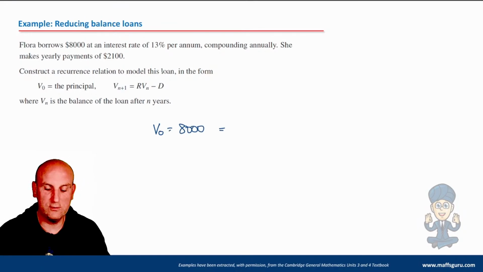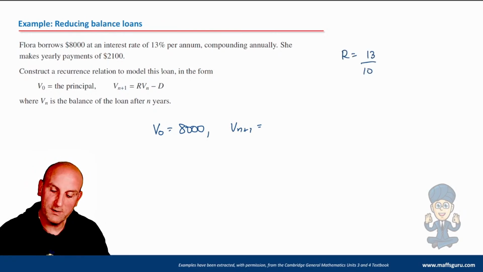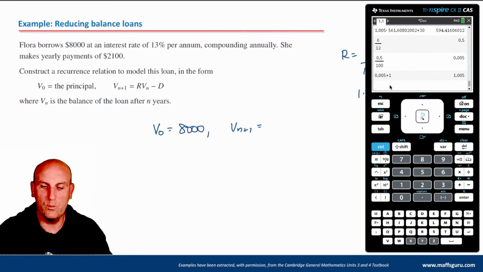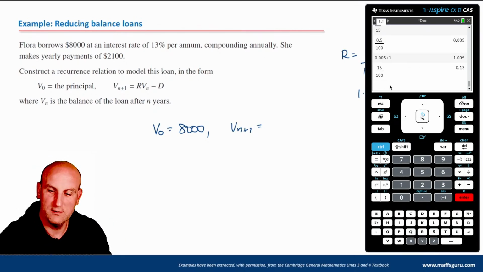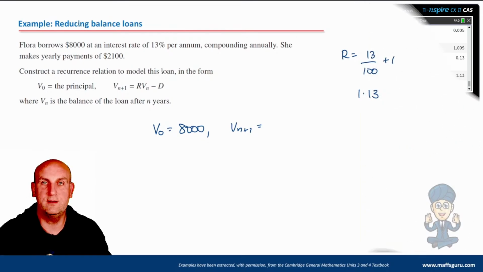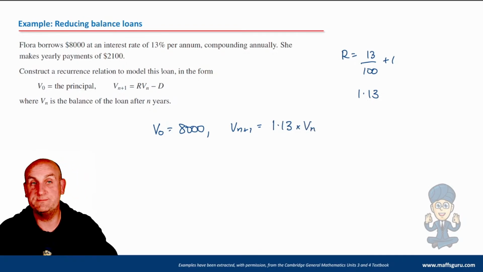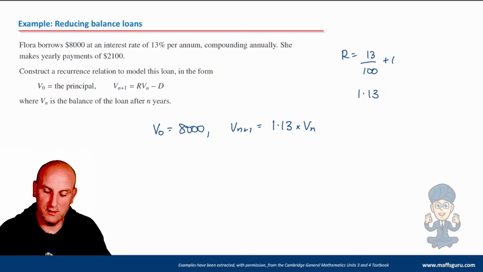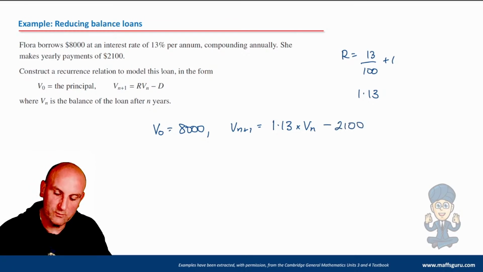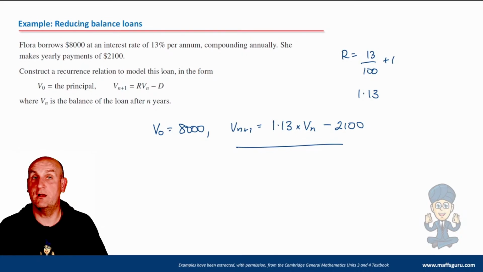Comma, V of n plus 1 equals, what is my value of R? 13 divided by 100 plus 1, so 1.13. Again, just checking that. 1.13 times V of n. Now she's making a payment. She's taking money off the loan, so she's taking off $2,100. Ka-ching. There we go. That's my recurrence relation. And if you can build this, they will come.